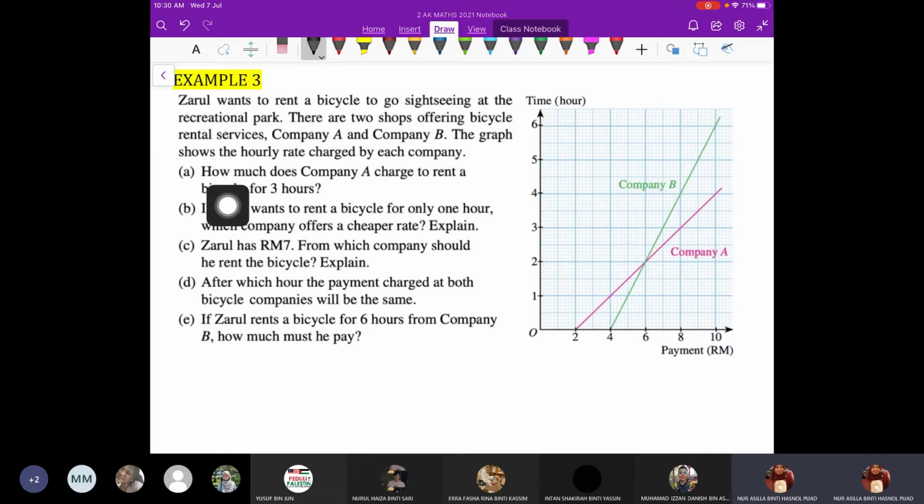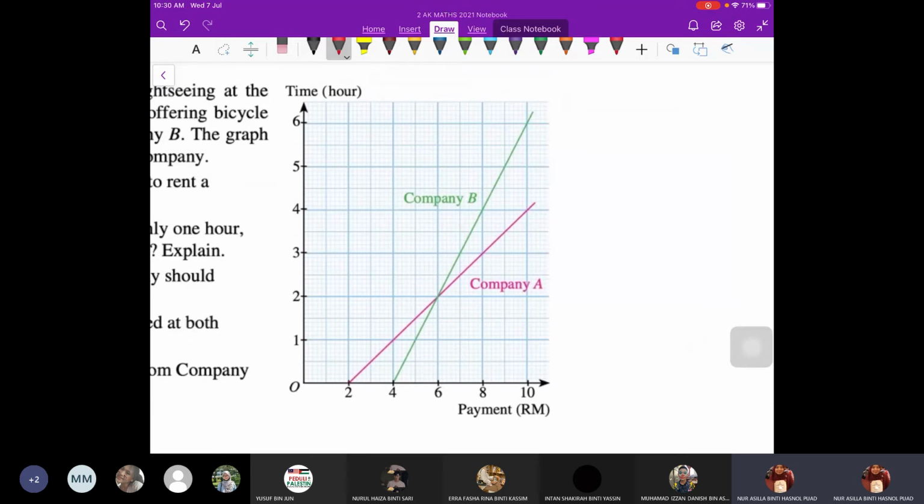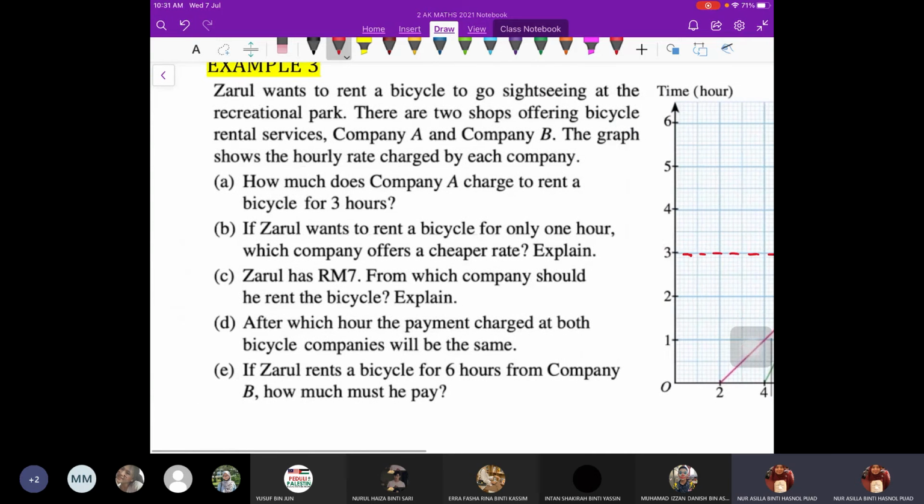Nampak. Okay, jadi A. How much does company A charge to rent a bicycle for 3 hours? Selama 3 jam, dia nak tengok company A. So, company A warna merah. So, 3 hours, pergi y-axis, kita pergi 3 hours. Company A garisan warna merah. So, pergi tengok kat dia punya x-axis. So, the answer is RM8.